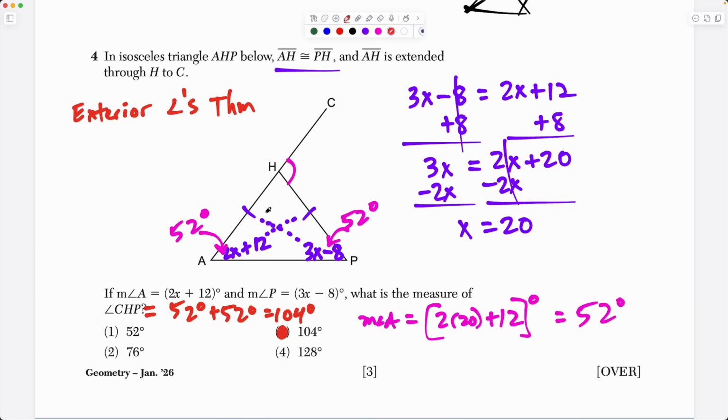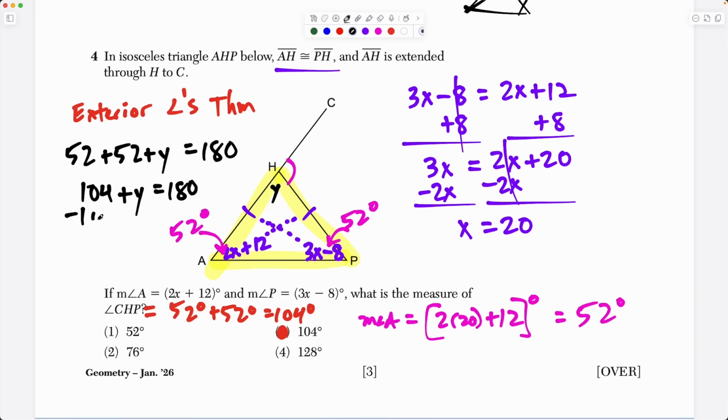Now, let's say you forget the exterior angles theorem. You're like, oh no, I don't know that theorem. Well, what you would do instead is solve for the measure of this angle over here. So I'm just going to put the letter y over here. And you'd have to know that in any triangle, the sum of the interior angles is 180 degrees. So I could say 52 plus 52 plus y has to equal 180, which still gives us 104 plus y equals 180. And then I subtract 104 on both sides, and that's going to tell me what y is.